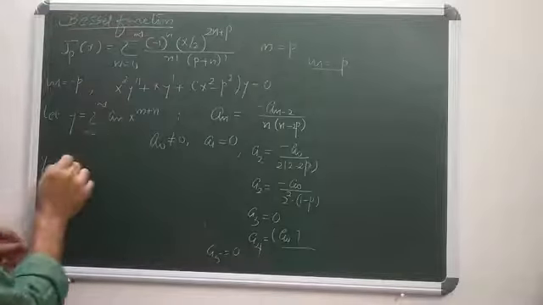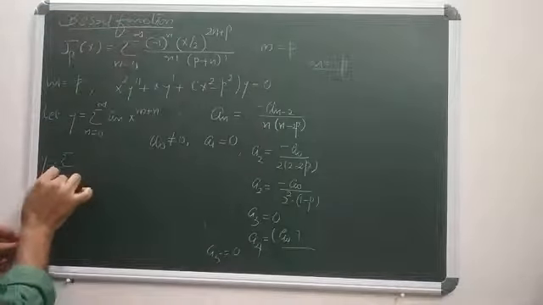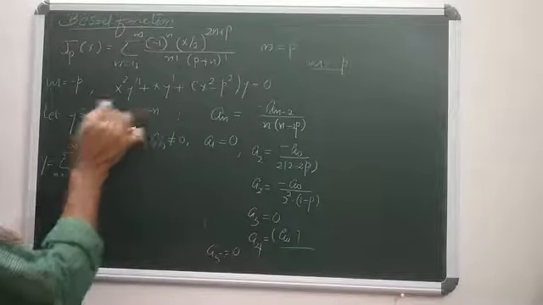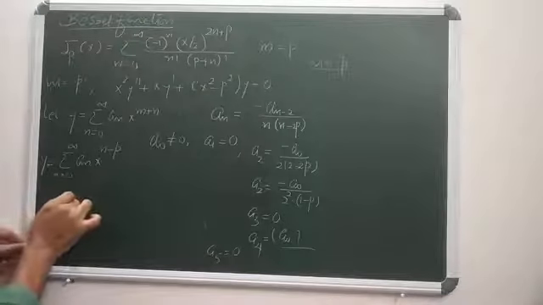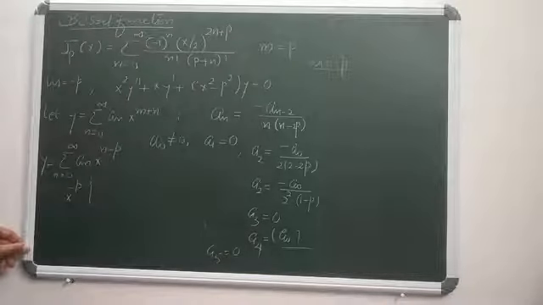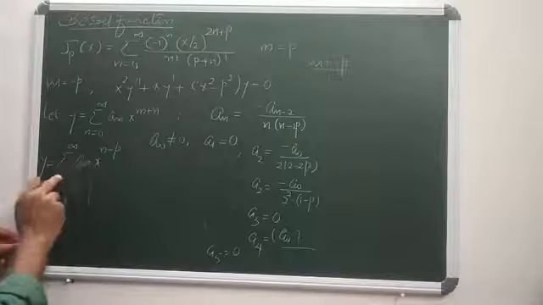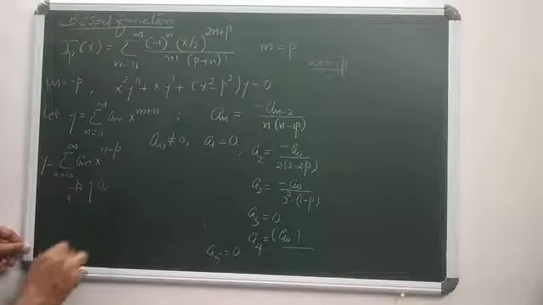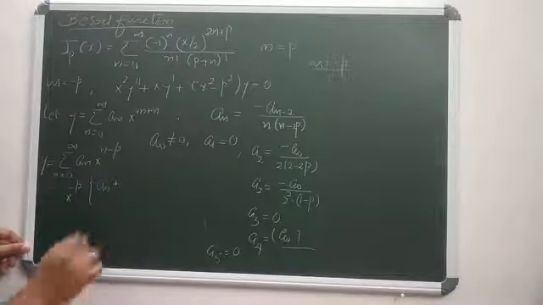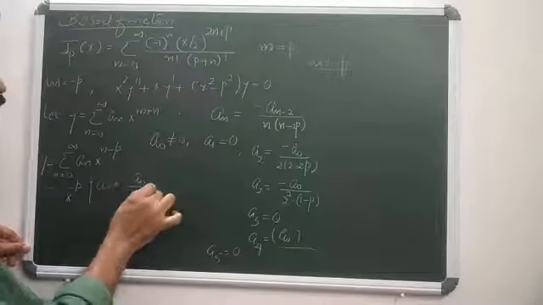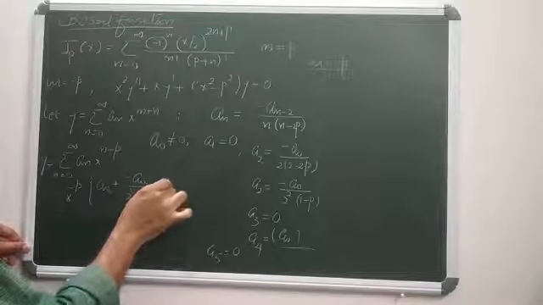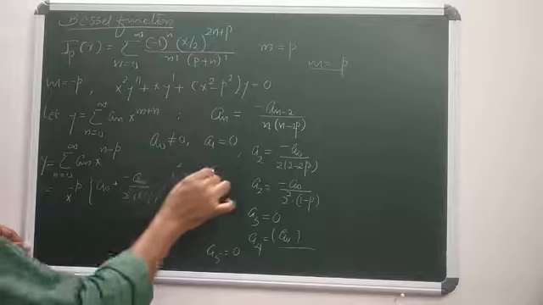in y, we know that y equals sigma n ranges from 0 to infinity, a n x to the power n minus p. Why? Because m is minus p. So this is nothing but x to the power minus p into the series. The first term, when n equals 0, is a0. When n equals 1, a1 is 0. When n equals 2, it is a2, that is minus a0 by 2 square into 1 minus p, into x square, plus etc.